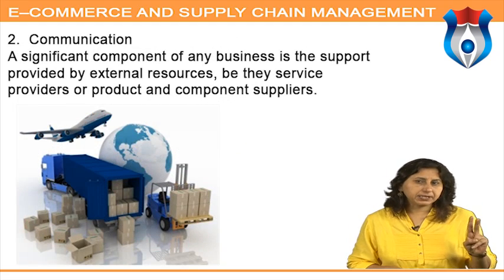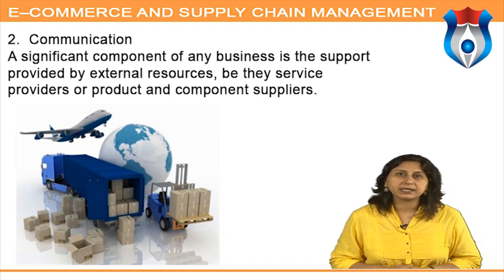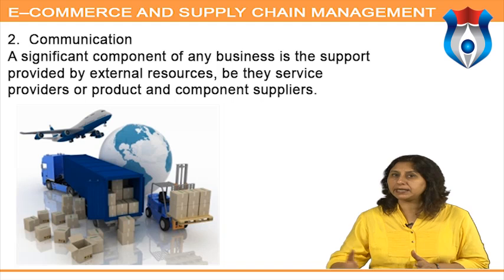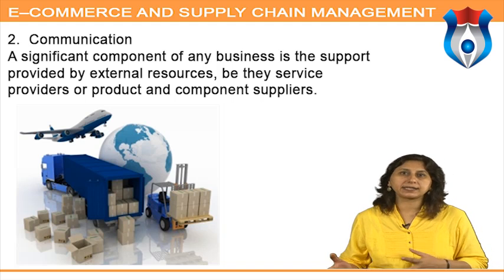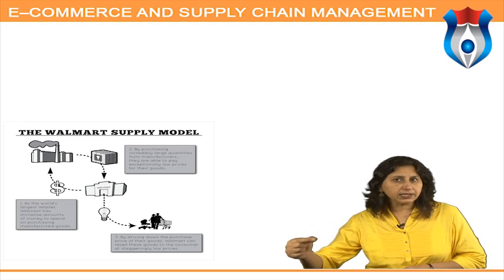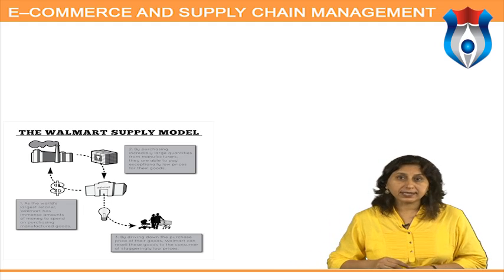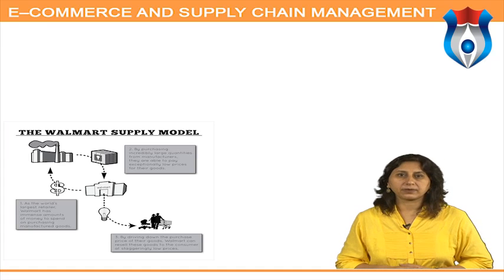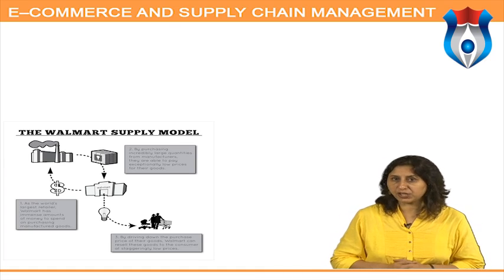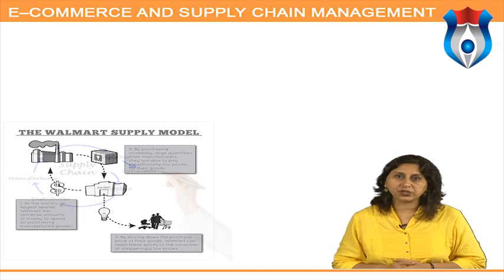However, the more powerful means to initiate leverage is through solid and supported predictions of future growth potential. The second element is communication. A significant component of any business is the support provided by external resources, be they service providers or product and component suppliers. Obtaining value from these external resources to meet evolving company objectives requires a communication strategy. Developing these models is an important component of managing information in a form that supports organizational strategy.